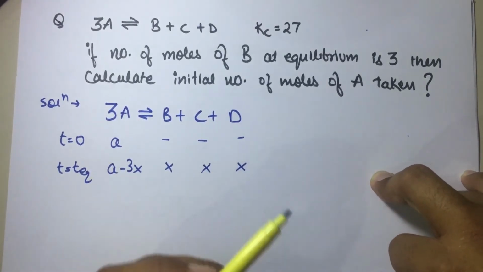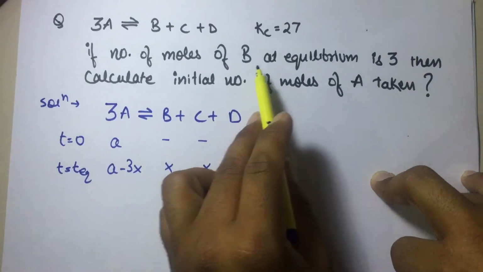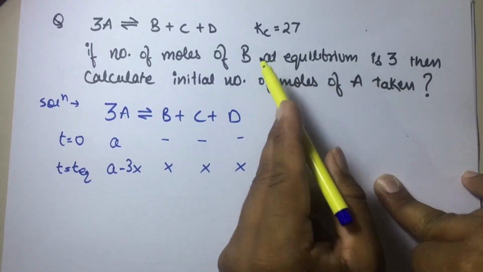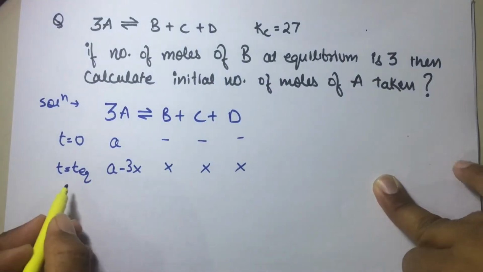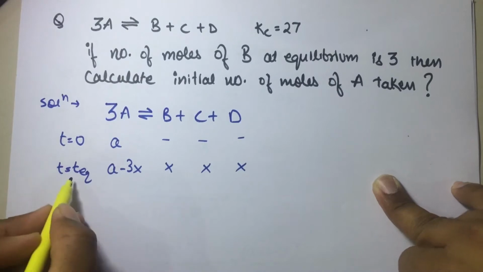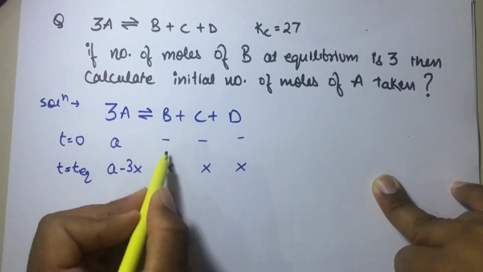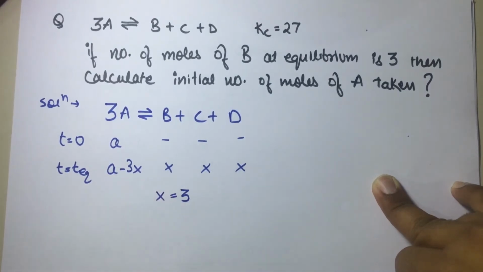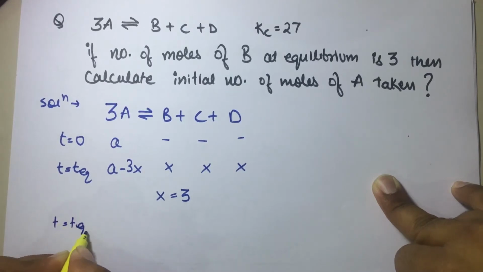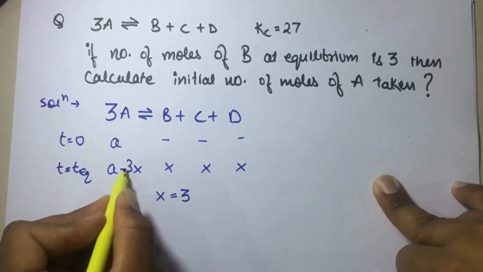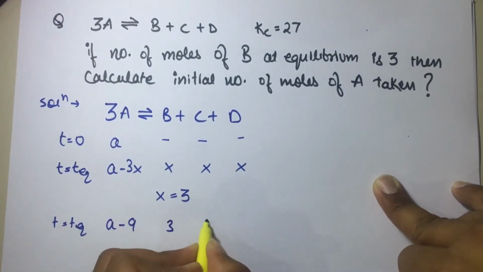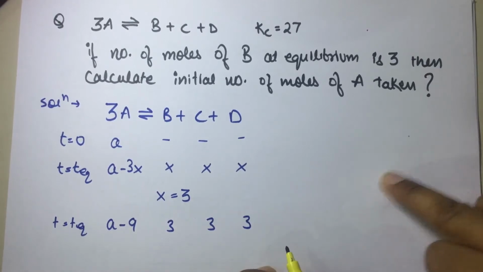Like in this question, I am again reading the question: if the number of moles of B at equilibrium is 3, so here is the information. What is the number of moles of B at equilibrium? This is the time T. The number of moles of B at equilibrium is X. That means X is equal to 3. Now again write this equation, T equal to T equilibrium: A minus 3 into 3, which is 9. Here we write X as 3. This will also be 3, and this will also be 3.